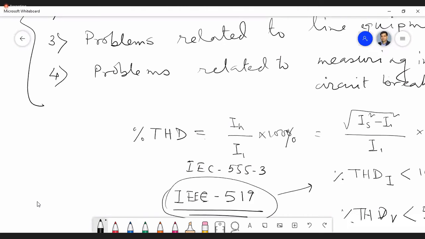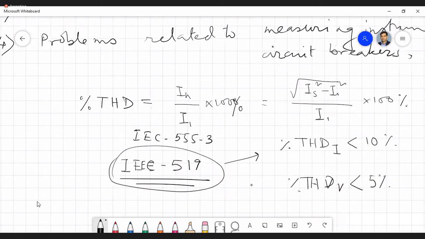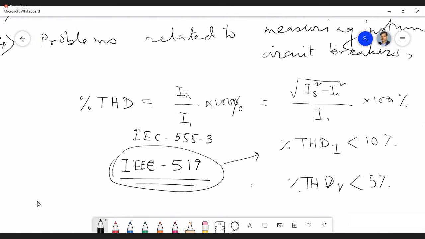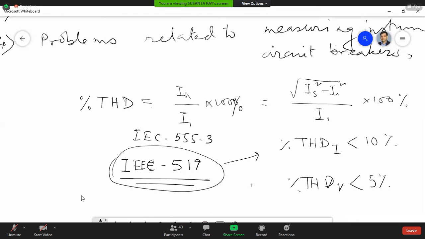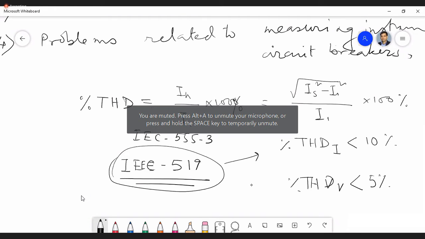There are two types of criteria. One criterion is for the total harmonic distortion, as we have seen in the last class. Another criterion is for individual components. So THD is the measure of total harmonic distortion from a sinusoidal quantity. The quantity can be current or voltage. So THD is the measure for the total harmonic component in a voltage or current.